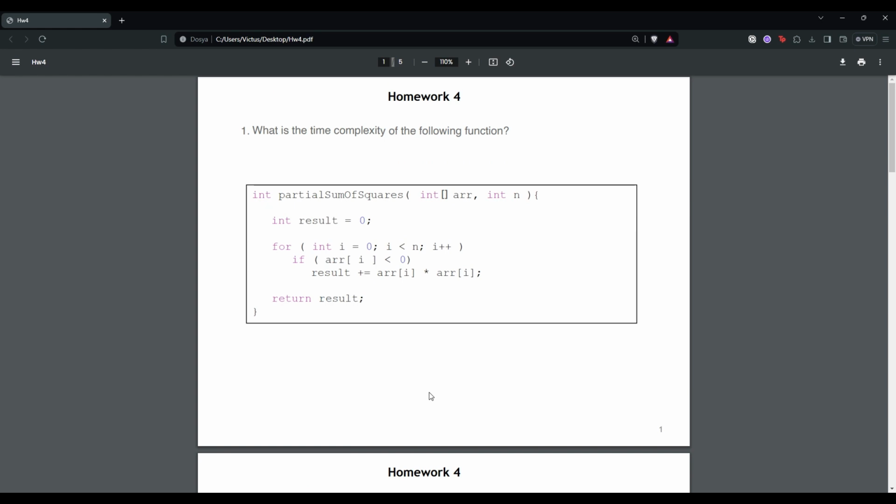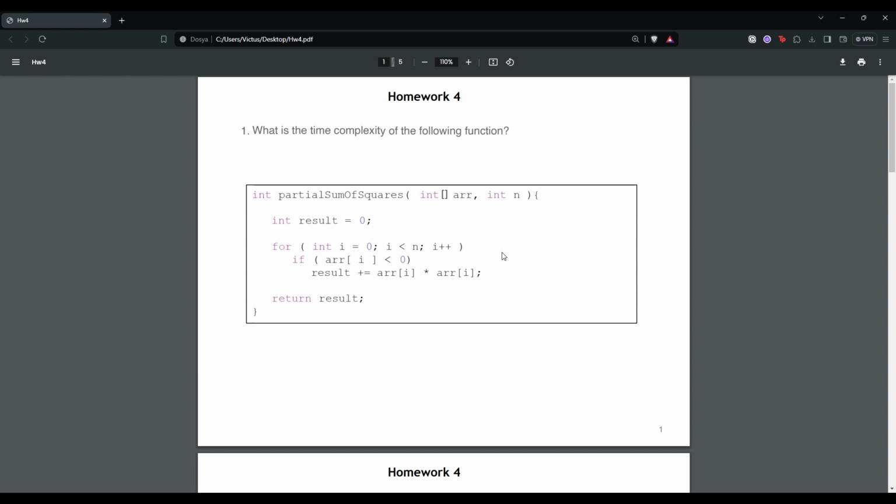Let's analyze each part of this question. The loop iterates over each element of the array R once. Therefore, the loop contributes O(n) to the time complexity, where n is the size of the array. Checking if each element is negative is a constant time operation, denoted as O(1), because it involves only a single comparison. Squaring the number here and adding it to the result is also a constant time operation, O(1).